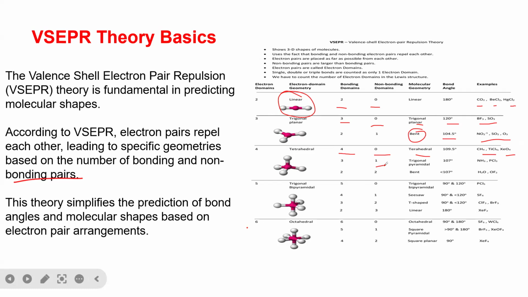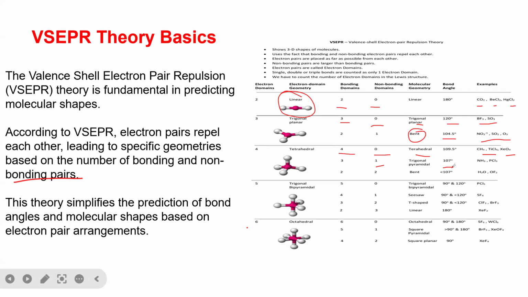And of course, in the case where the tetrahedral molecule has 3 bonding domains and 1 non-bonding, the shape changes from tetrahedral to trigonal pyramidal. The bond angle also decreases to 107, and the examples we have are NH3 and PCl3.